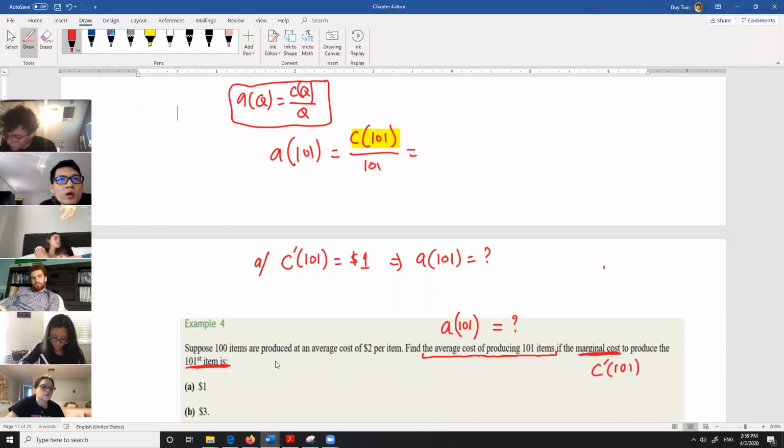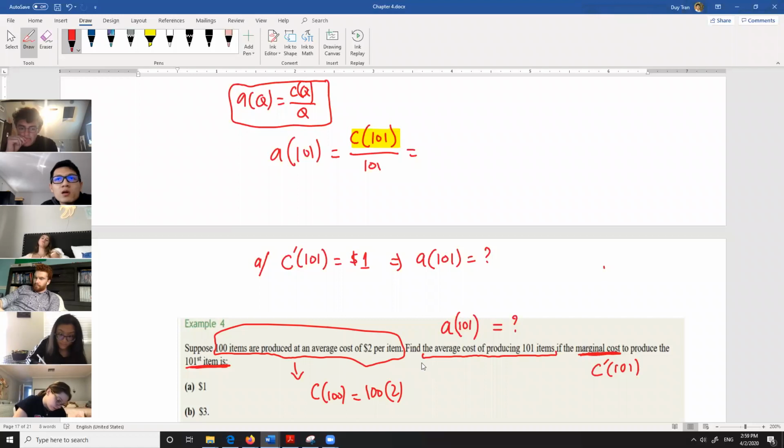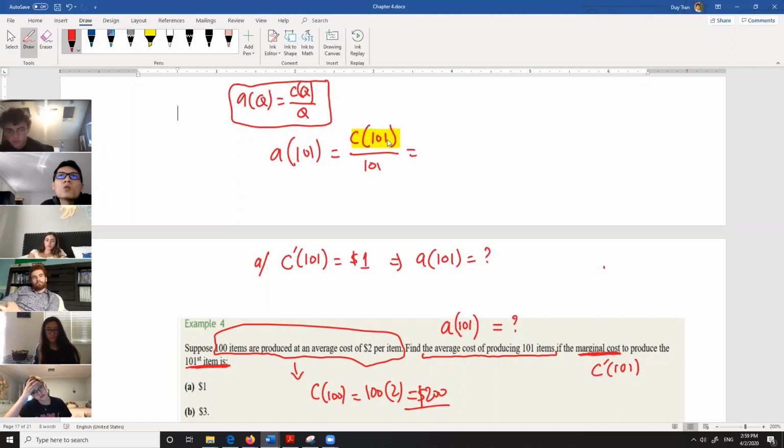Now, we are also given that 100 items are produced at the average cost of $2 per item. So it's telling you that C of 100, the total cost of 100 items, is just 100 multiplied by 2, because $2 for each. So that is 200. The total cost of producing 100 items is already $200. But now we are looking for the total cost of 101, one more extra item. And that is what? That is the marginal cost. So one more extra item is $1.